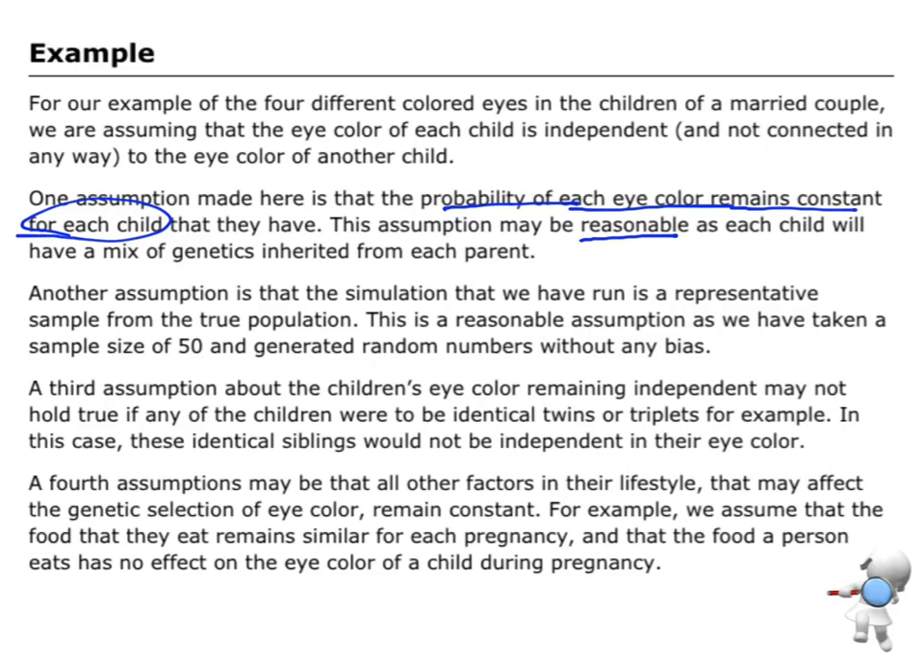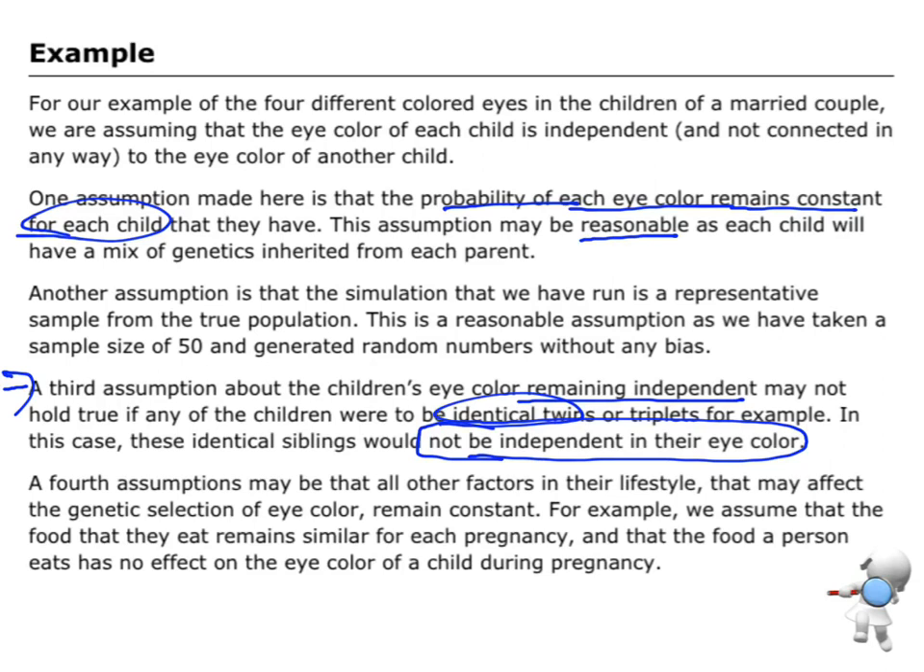Another assumption, I'm going to jump down to the third one here, is looking at those eye colours remaining independent. That might not hold true if you've got, for example, identical twins. The way that process works is that often these two children will be identical in most aspects, and so that means their eye colour may not be independent. So this is thinking about real life and comparing it to the model.